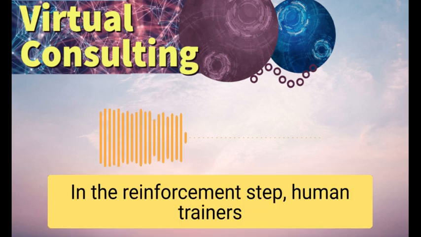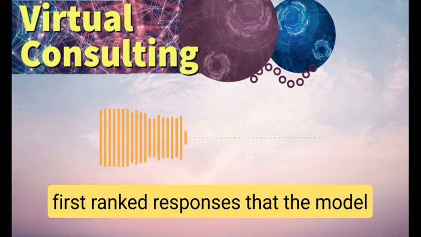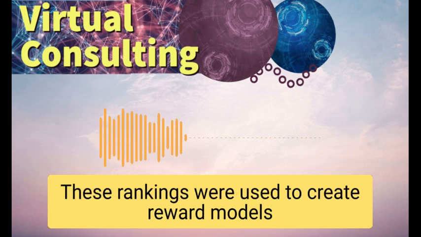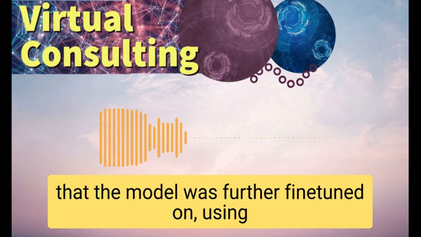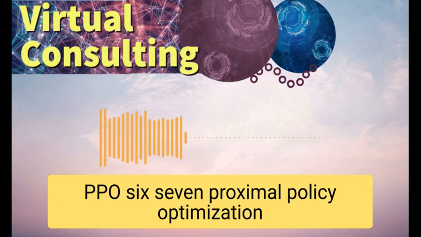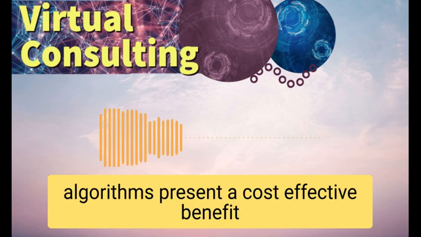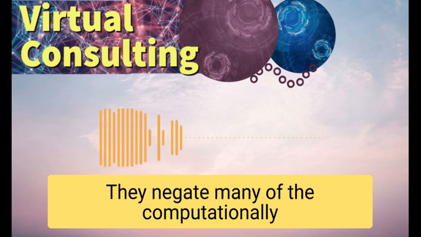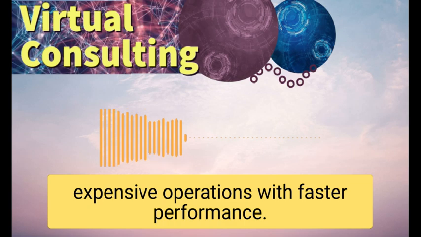In the reinforcement step, human trainers first ranked responses that the model had created in a previous conversation. These rankings were used to create reward models that the model was further fine-tuned on using several iterations of proximal policy optimization, PPO. Proximal policy optimization algorithms present a cost-effective benefit to trust region policy optimization algorithms. They negate many of the computationally expensive operations with faster performance.